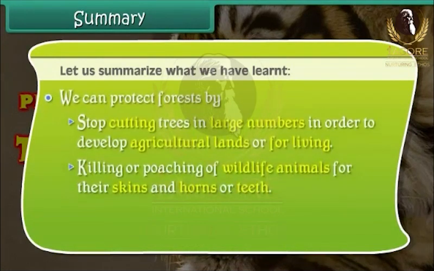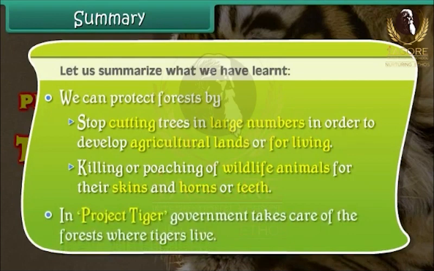We can protect forests by stopping cutting trees in large numbers in order to develop agricultural lands or for living, and by stopping killing or poaching of wildlife animals for their skins and horns or teeth. In Project Tiger, government takes care of the forests where tigers live.